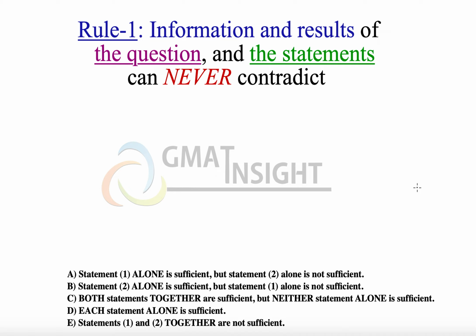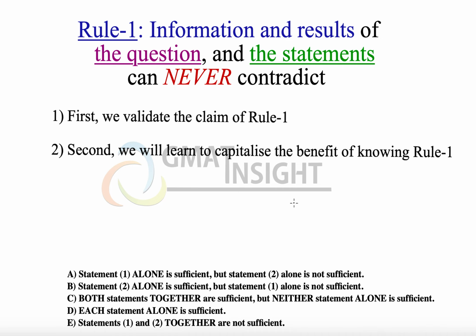Now, this rule has quite a great weightage in finding out the mistakes we might make while solving data sufficiency questions. Therefore, it's important that we understand this rule and learn to apply it as well. This exercise has to be done in two steps. Number one, we first validate the claim of rule number 1. I have collected a few official questions through which we will understand that rule 1 is true and valid, and we need to know about it.